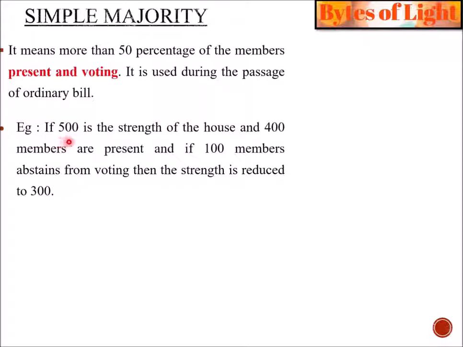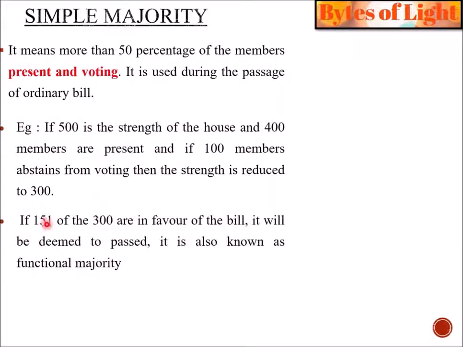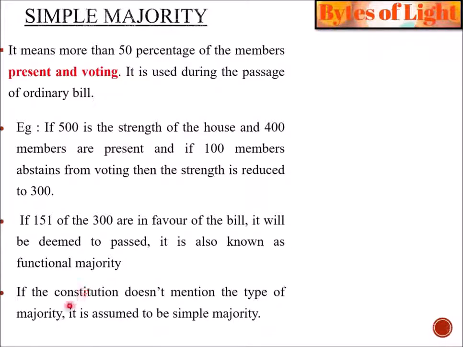Example, if 500 is the strength of the house and 400 members are present, and if 100 members are abstaining from voting, that is, these 100 members do not cast their votes, then the strength is reduced to 300. Then if 151 of the 300 are in favor of the particular bill, then it will be deemed to be passed, and it is also known as functional majority. And if the constitution doesn't mention the type of the majority, then it is assumed to be simple majority.